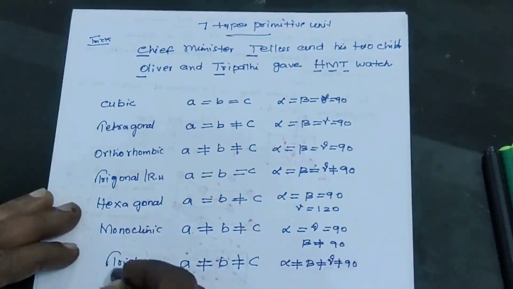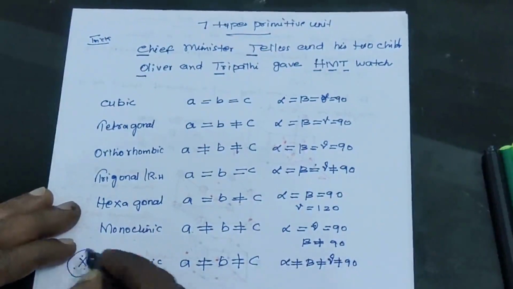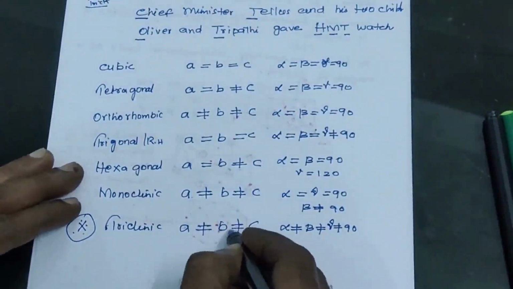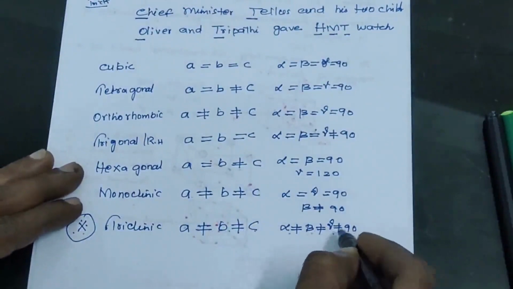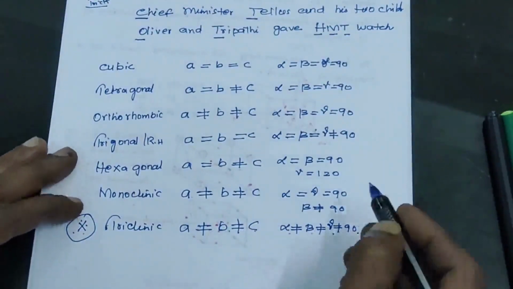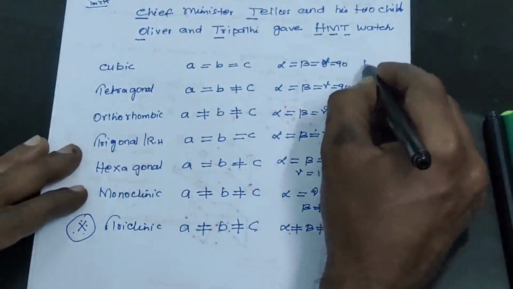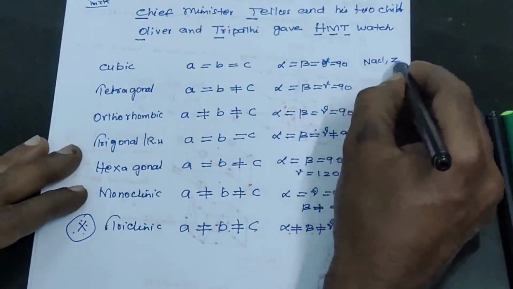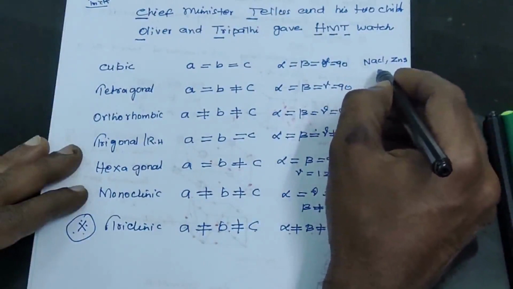So triclinic is very important, this one. Here all of them are not equal. The edge lengths: a not equal to b not equal to c. The interfacial angles: alpha not equal to beta not equal to gamma not equal to 90. Then the examples. Cubic: sodium chloride, common salt, and zinc sulfide, that is zinc blende, ZnS. Sodium chloride is a common example of the cubic crystal system.